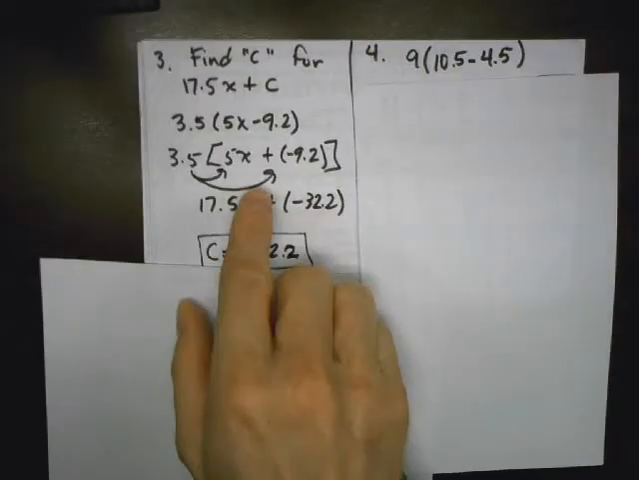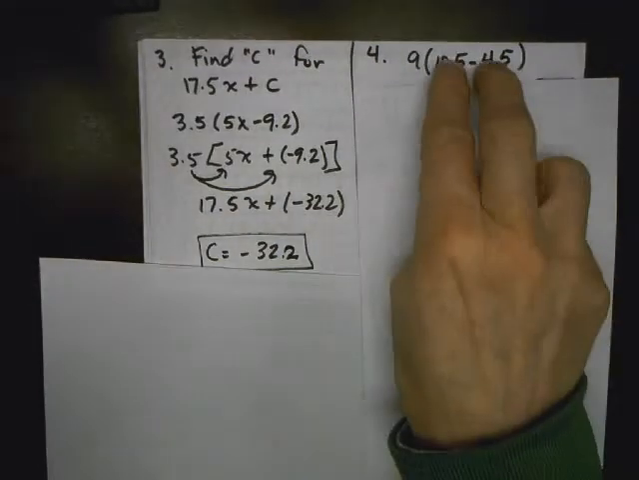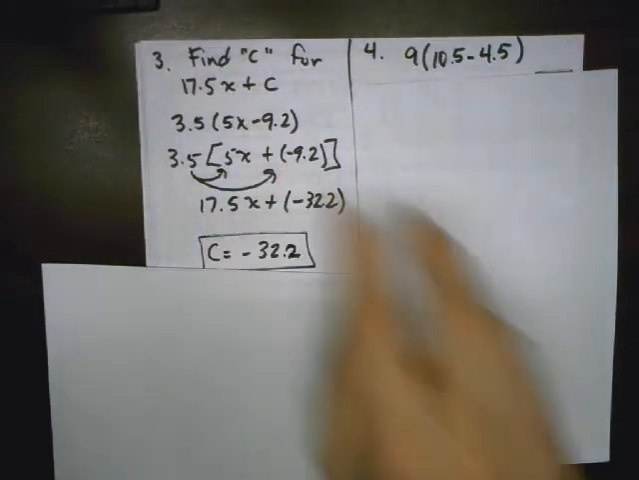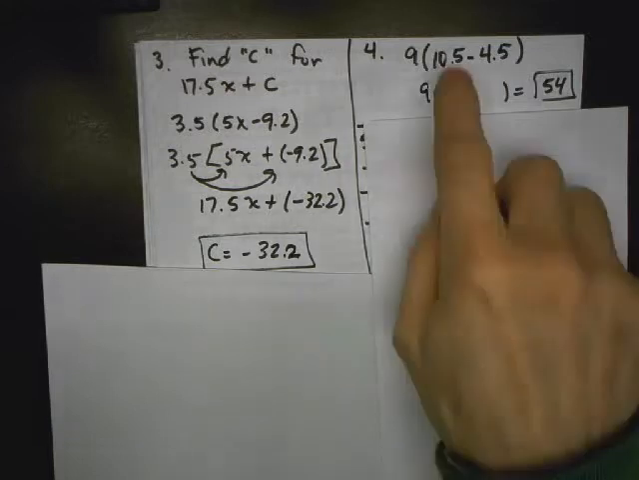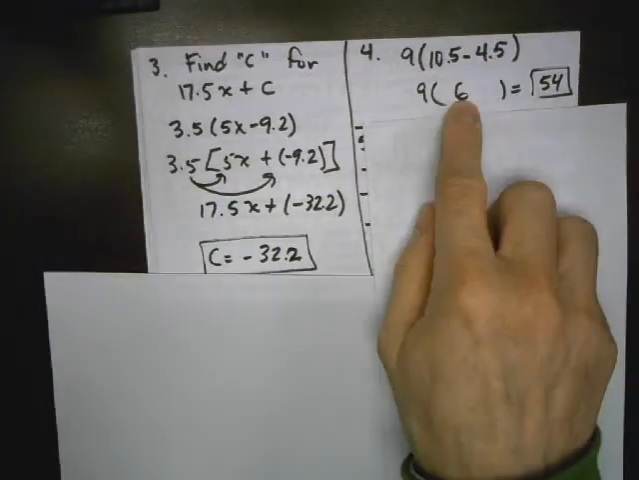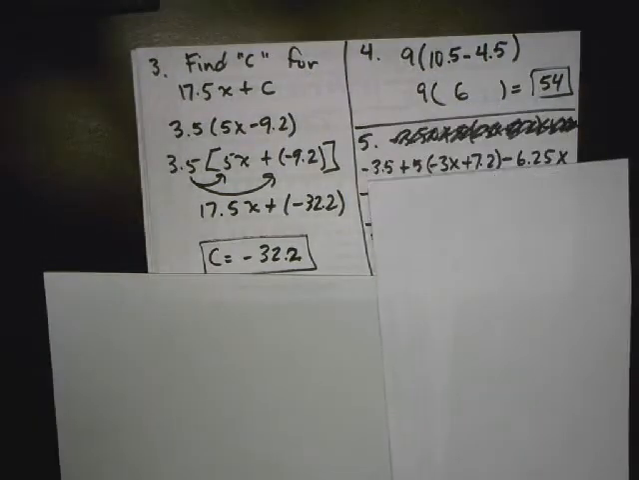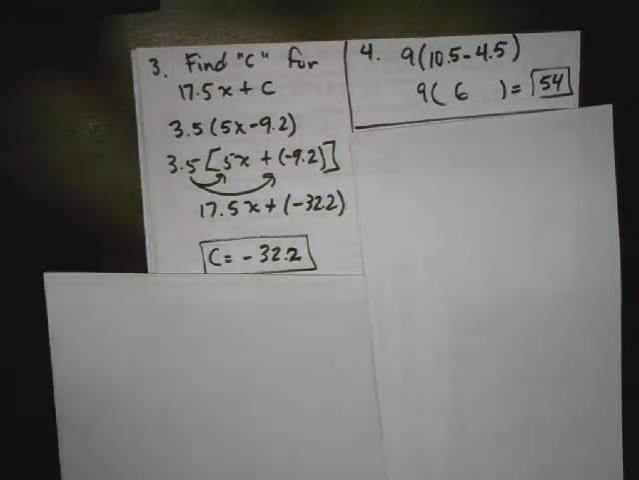Now, we could distribute like we did over here. That's going to work too. But in this case, where they don't give me any letters, any variables, I just go ahead and do 10.5 take away 4.5 is 6, right? $10.50, take away $4.50, I have $6 left. 9 times 6 is 54. That's how you do that problem.